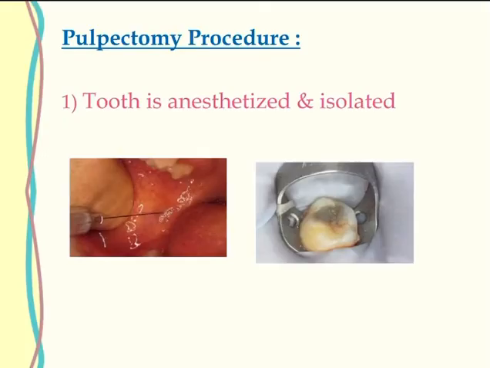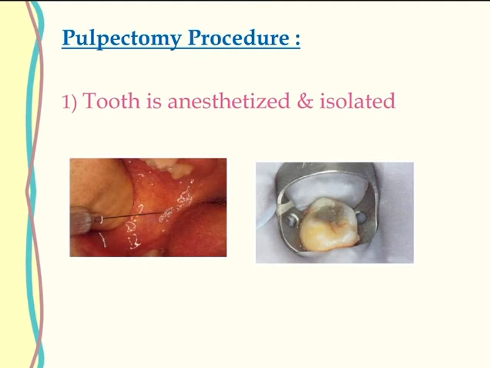Now coming to the pulpectomy procedure. First and foremost, I told you the indications and the considerations that need to be taken. The tooth should be restorable, the patient should be cooperative, and there should be at least 2/3 of the root before doing the pulpectomy for a primary tooth. So first and foremost, you should have a very good, clear radiograph.